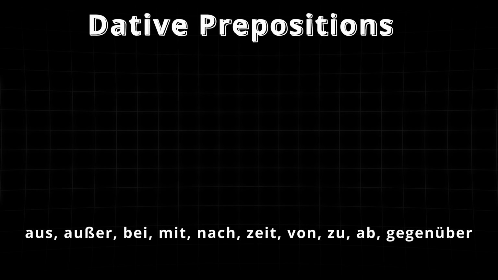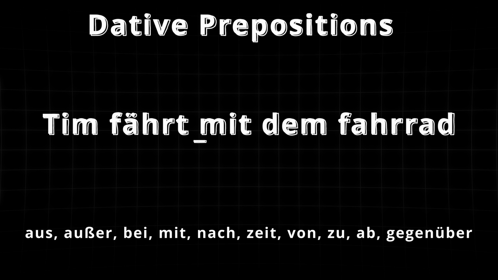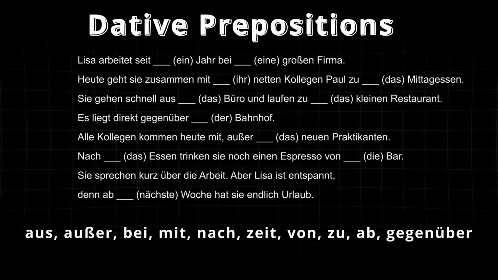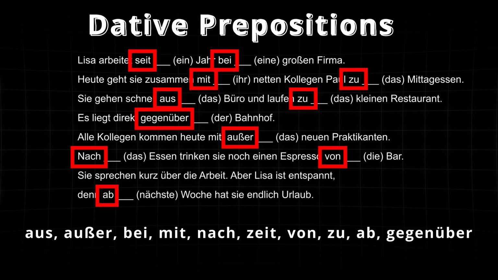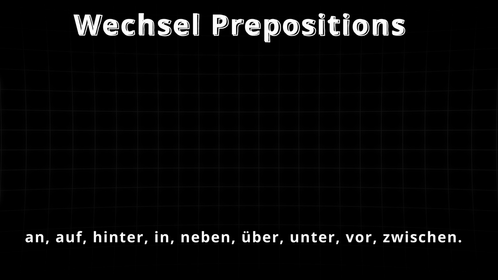Aus, außer, bei, mit, nach, seit, von, zu, ab, gegenüber are always dative. For example, Tim fährt mit dem Fahrrad. I see mit, it's dative, done. Big paragraph? No problem. You look at the prepositions and you know these are dative. Done under 30 seconds. And these are the tricky ones.